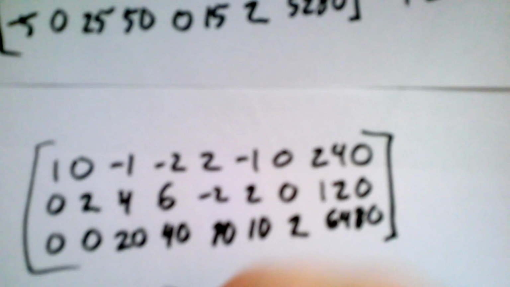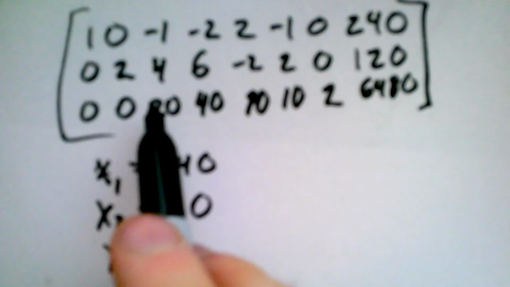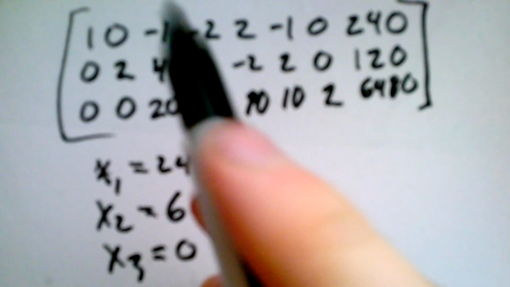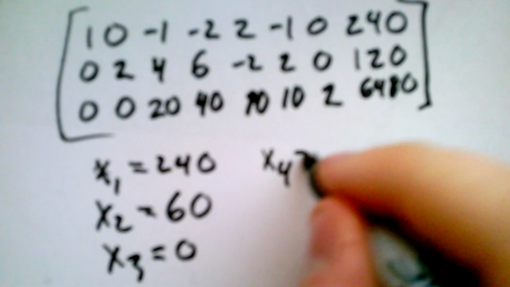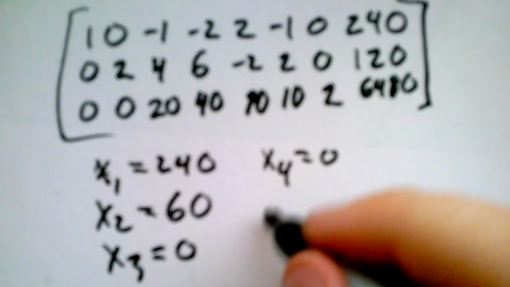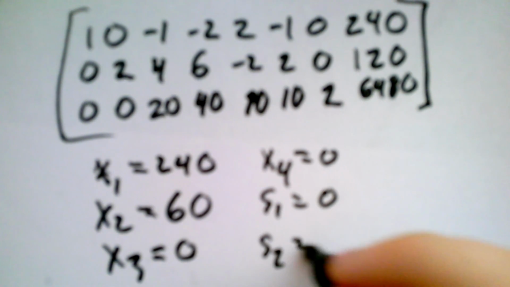So that means that we get x1 is equal to 240 over 1. x2 is equal to 120 over 2, which is 60. x3 is equal to 0 because x3 is a column that has more than one non-zero entry. x4 also equals 0. S1 equals 0. S2 equals 0.